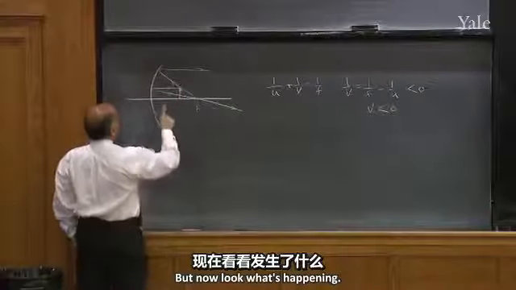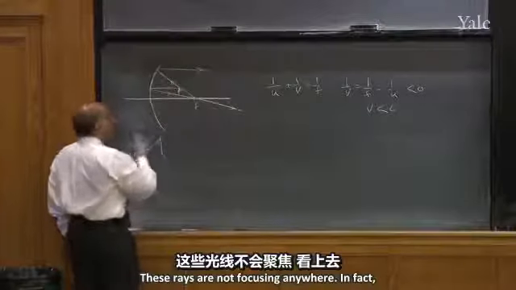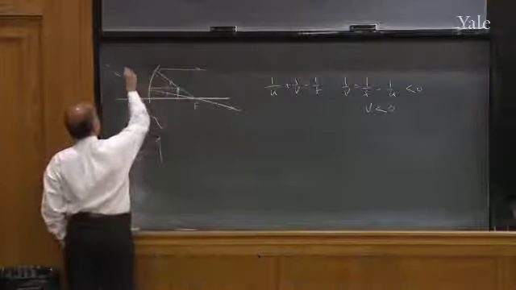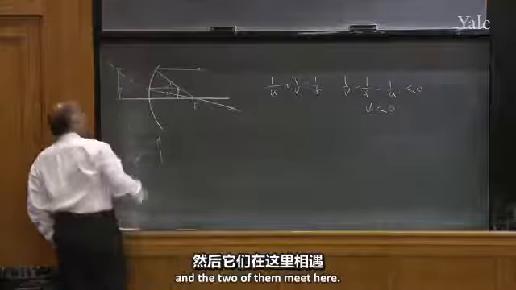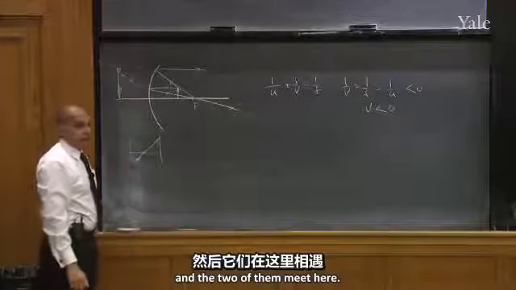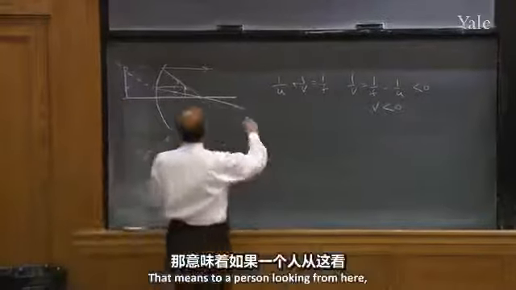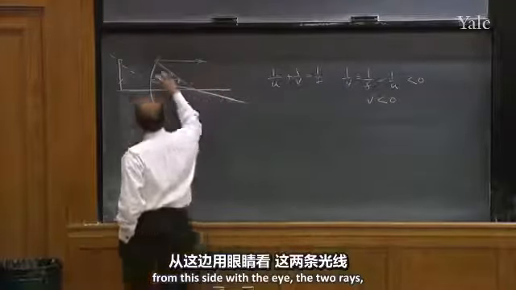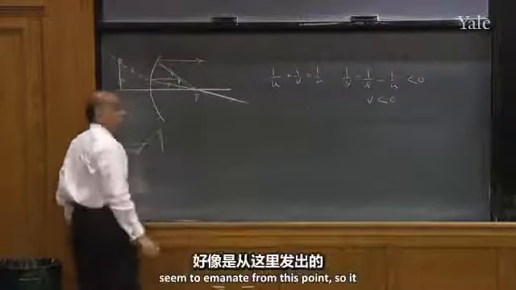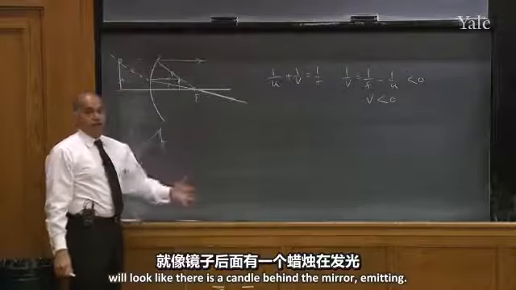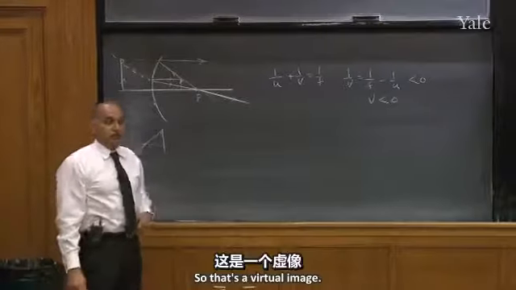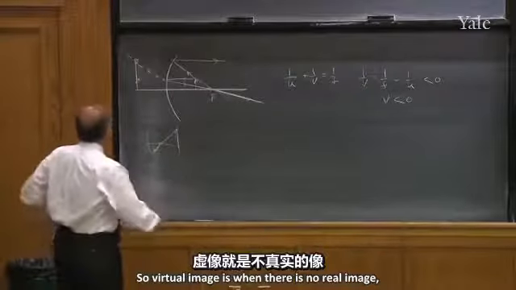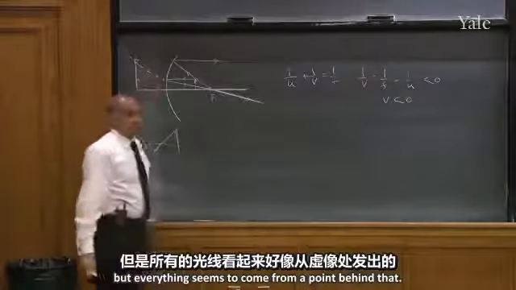But now look what's happening. These rays are not focusing anywhere. In fact, this ray seems to come from somewhere in that direction. That ray seems to come from somewhere in that direction. So the two of them meet here. That means to a person looking from this side with the eye, the two rays, when you extend them backwards, seem to emanate from this point. So that will look like there is a candle behind the mirror emitting. So that's a virtual image. A virtual image is when there is no real image, but everything seems to come from a point behind the mirror.